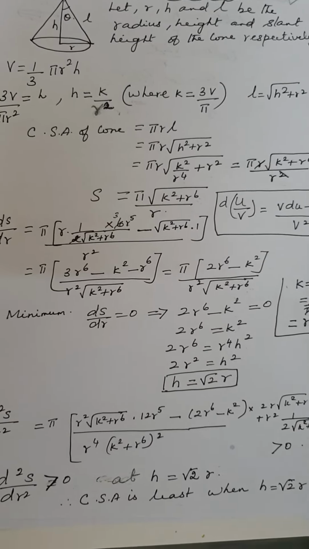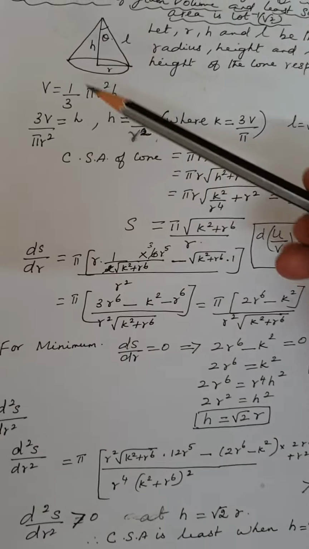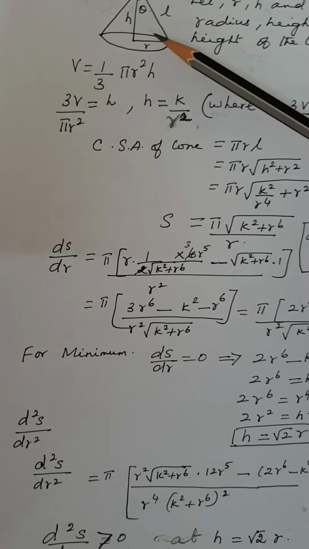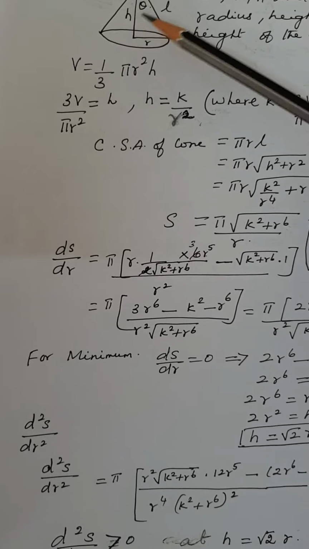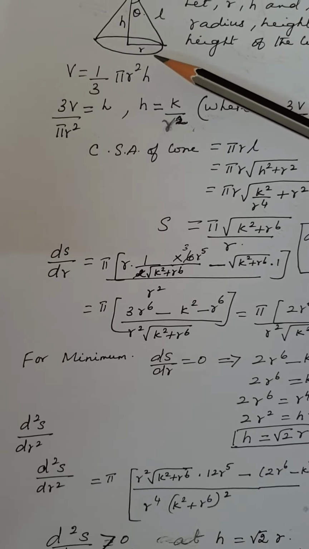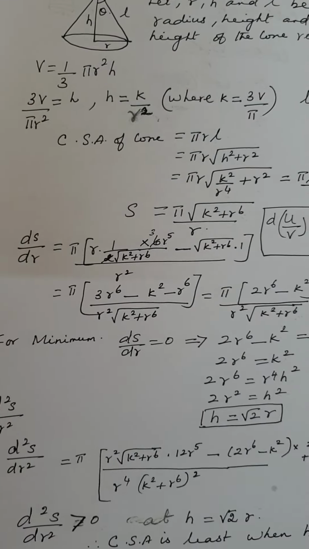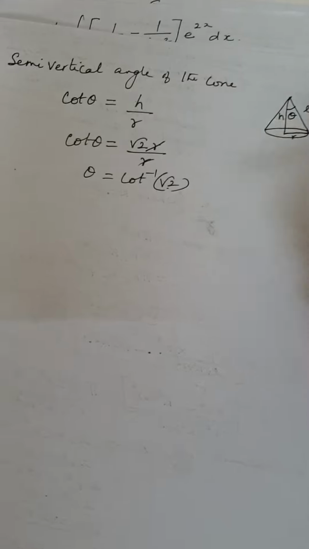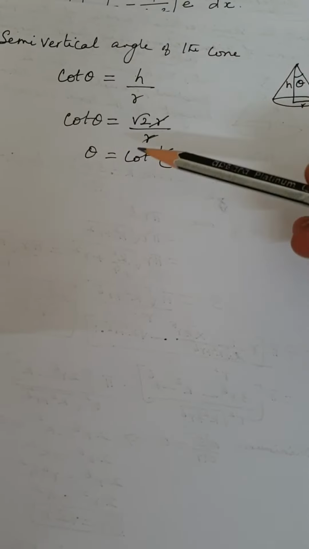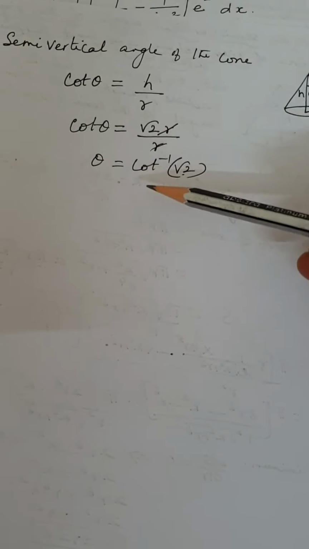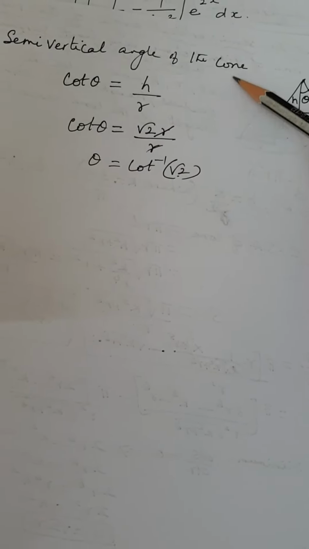And now we know that from this diagram, cot theta is equal to h by r. So instead of h, substitute root 2 into r by r. r and r will get cancelled. So here cot theta equal to root 2. So theta is equal to cot inverse of root 2. So this is the vertical angle of the cone.